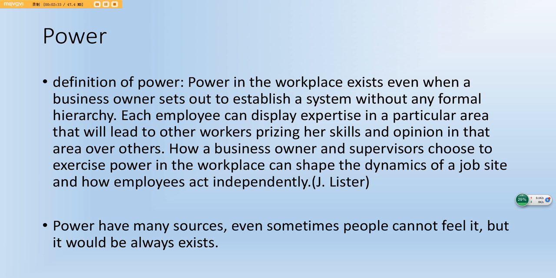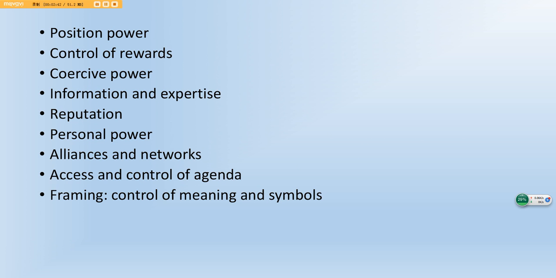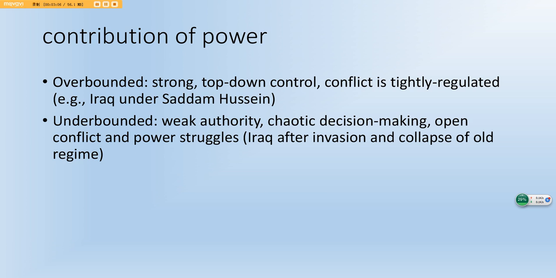Power has many sources. Even sometimes people cannot feel it, but it will always exist. So these are the sources of power: position power, control of rewards, coercive power, information and expertise, reputation, personal power, alliances and networks, access and control of agenda, framing, and control of meaning and symbols. The distribution of power has two forms: overbounded power and underbounded power.